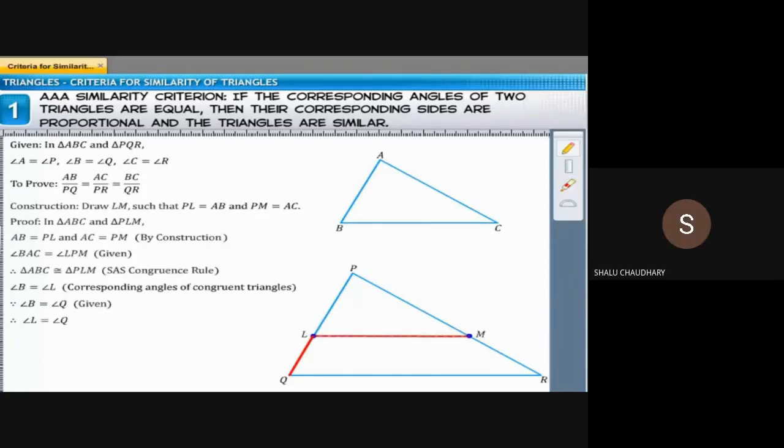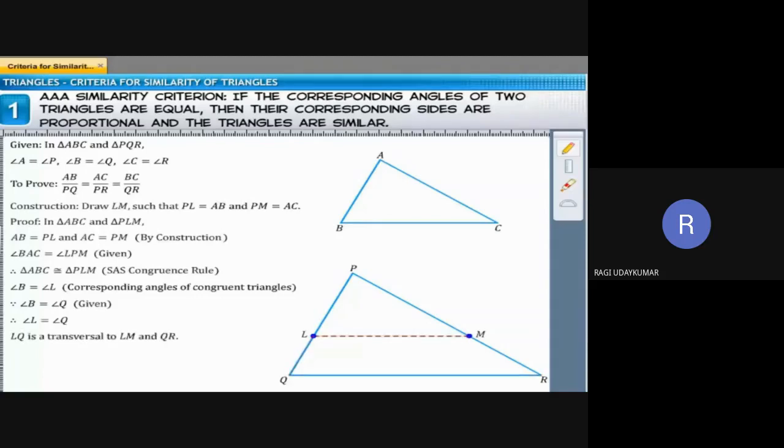Corresponding angles. Yes, corresponding angles. CPCT. Normally, we say corresponding parts of congruent triangles, CPCT, but here angles are taken into consideration. Very good. B equals L and L equals Q. So therefore, you can say that L and Q are equal.